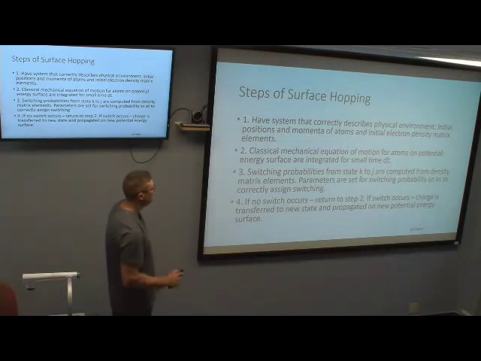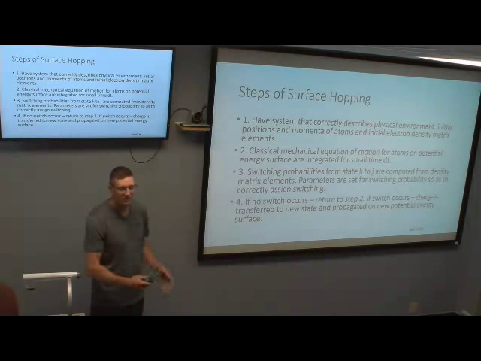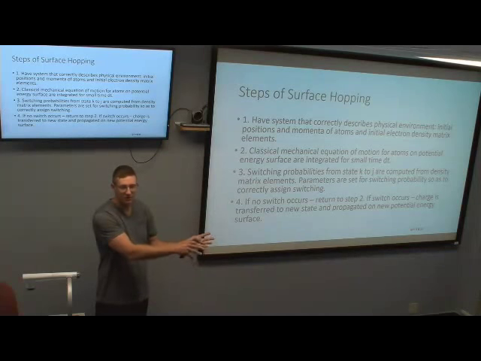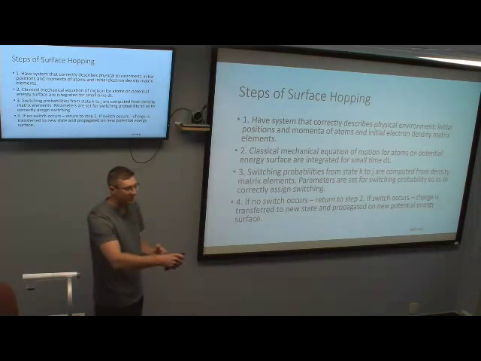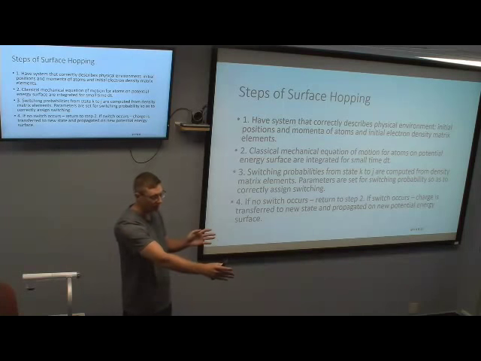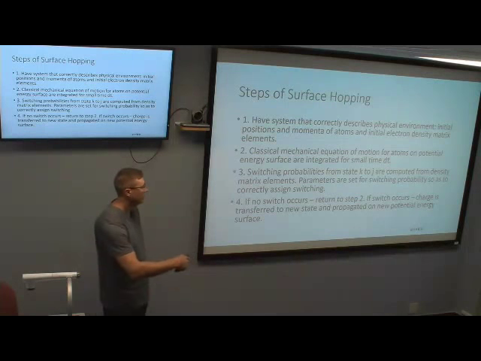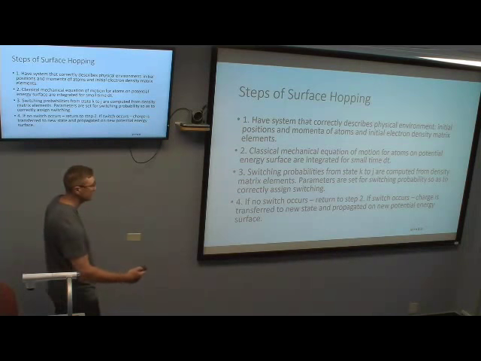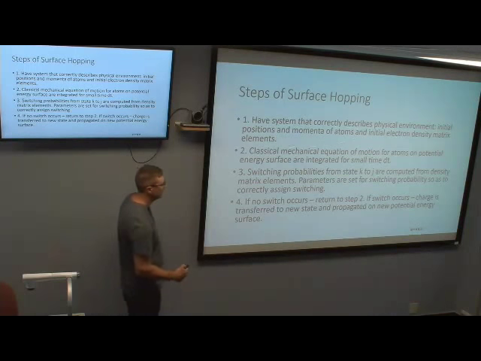In reading the paper by Tully from 1990, this was where he introduced the fewest switches surface hopping. Surface hopping is its own category that's been around for a longer time, but fewest switches is an algorithm to make sure that you're not just bouncing back and forth like crazy, but taking a broader look around crossing points to determine whether or not a hop is probable. So in the steps he defined for surface hopping, you need the system that describes the physical environment, and we've talked a little bit about initial coordinates and momenta.